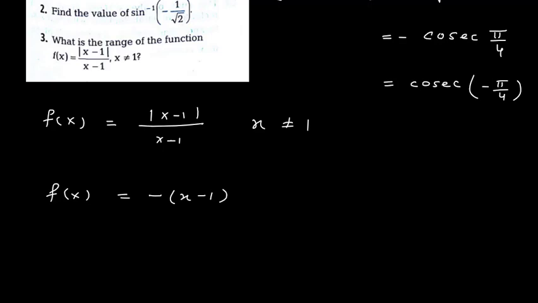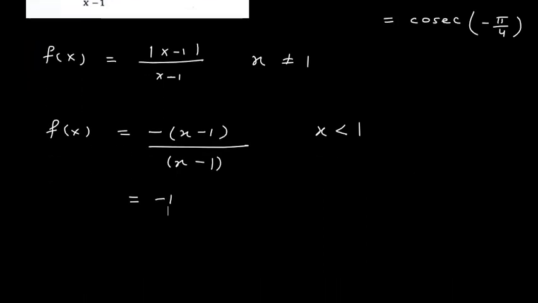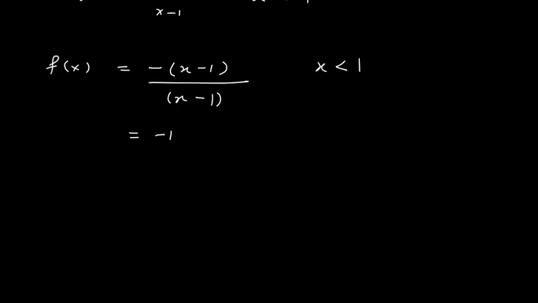Okay, I can say that this is minus of x minus 1 when x is less than 1. So this is my redefinition of the problem. It is equal to minus of x minus 1 upon x minus 1. Now if you simplify it, you will get minus 1. So when x is less than 1, f(x) is minus 1, and f(x) is equal to x minus 1 upon x minus 1 when x is greater than 1.